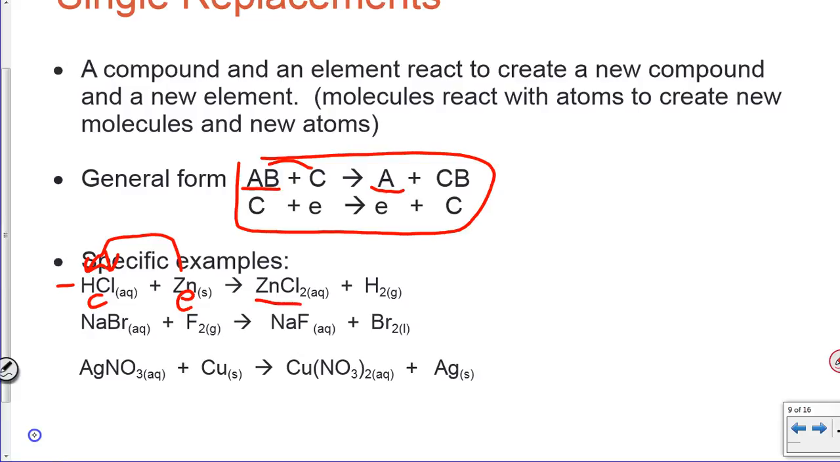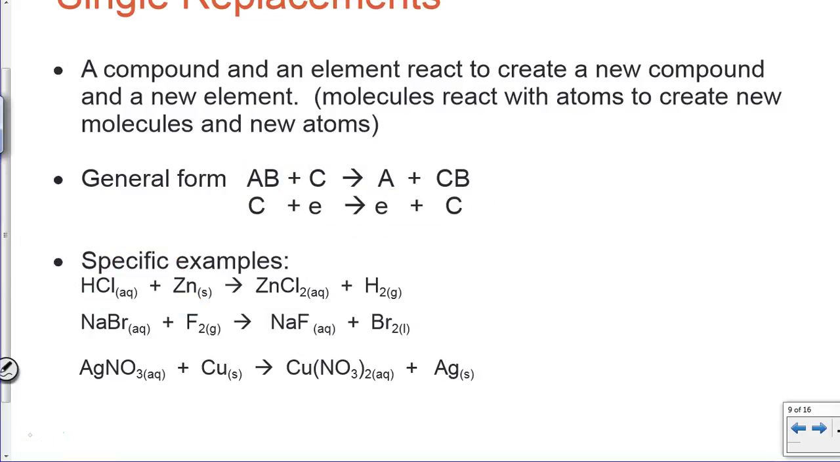Looking at the products, we see that he bonded with the Cl. So this is now a compound, and this is my new element. If I am trying to figure out how to classify this, I would look at compound, element, compound, element. Oh, that looks like somebody's been replaced. But only one thing has been replaced, so it would be a single replacement.